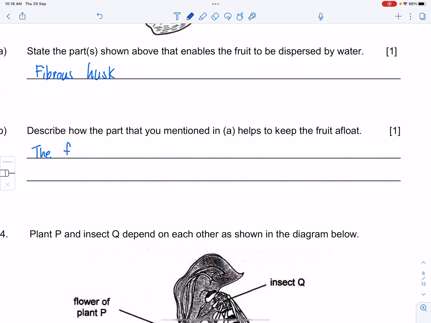the fibrous husk traps air, thus allowing the fruit to float. Please answer in complete sentences. Some of you just say trap air. So, trap air for it to fly. Yeah. So, float in the water, right?